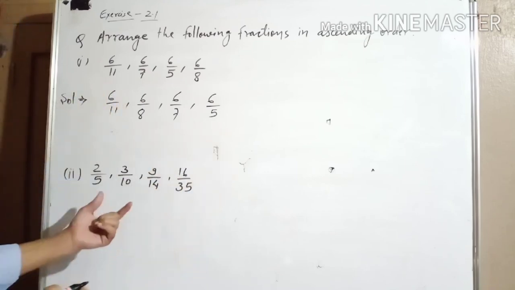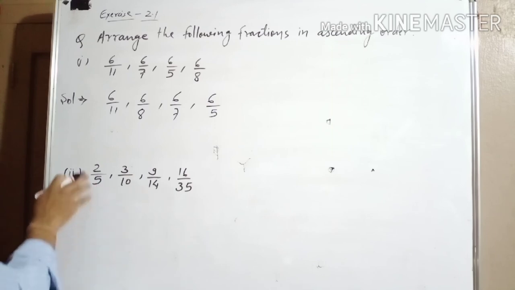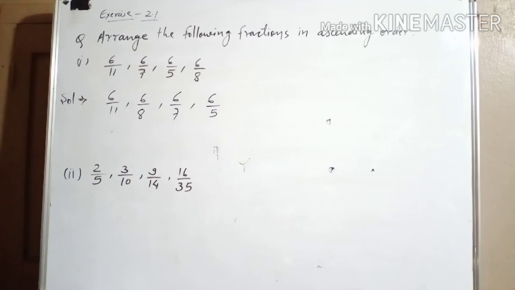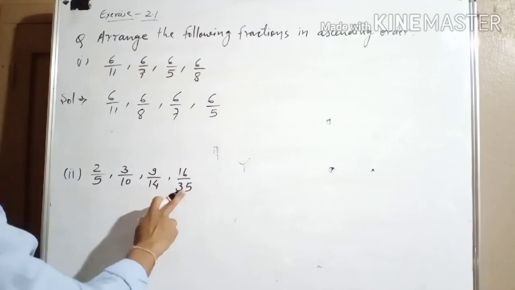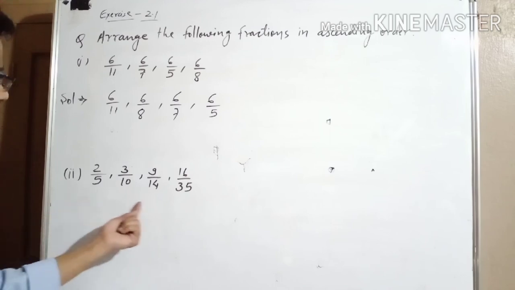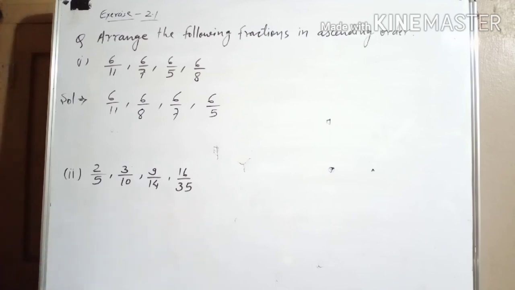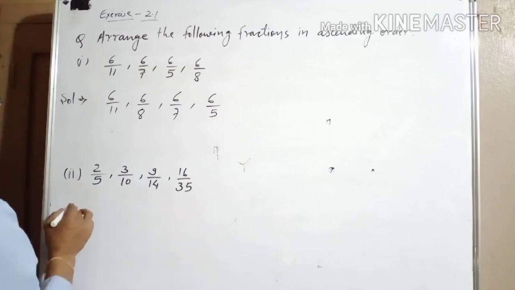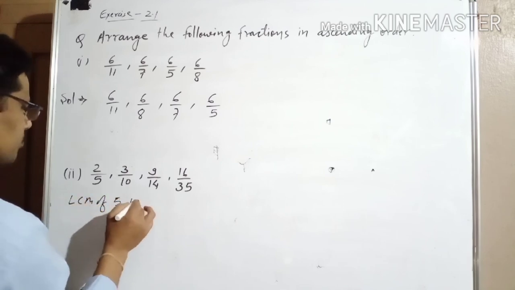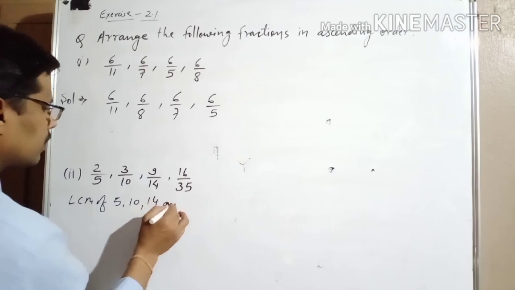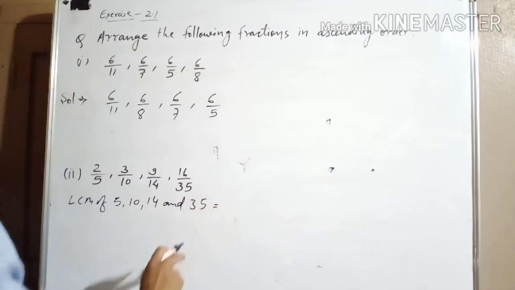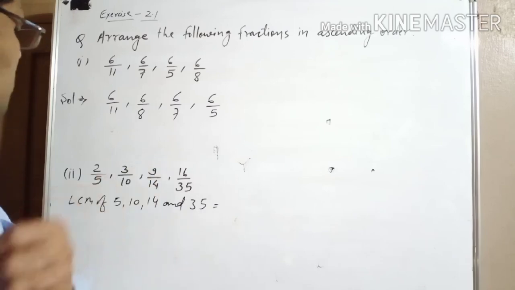Now look at the second question. Here both numerator and denominator are different. In this case we need to find the LCM of 5, 10, 14 and 35. Why do we need to find their LCM? To make their denominators the same. It is very simple. So first we write the LCM of 5, 10, 14 and 35. We have to find the LCM. Let's see how we will find it.